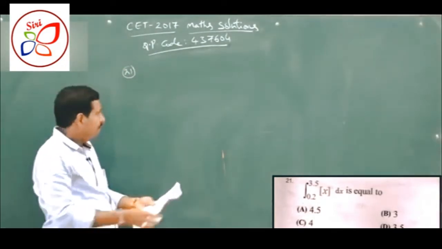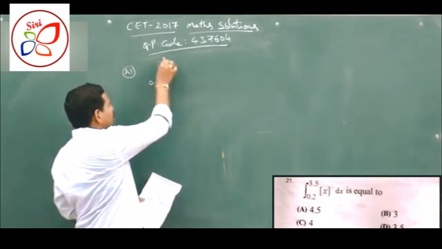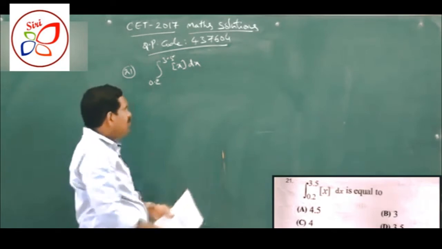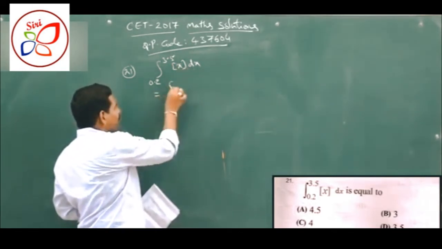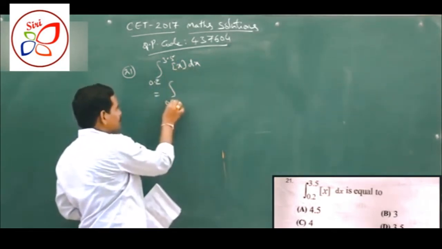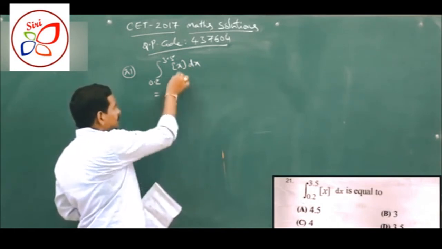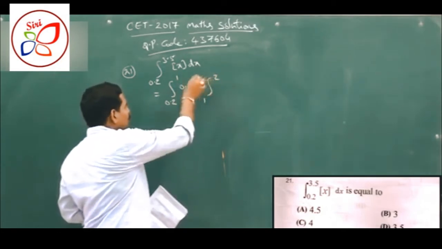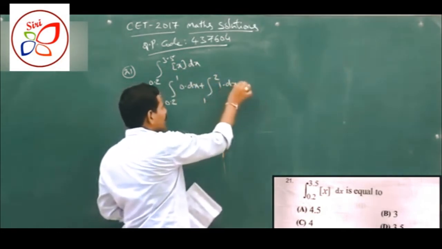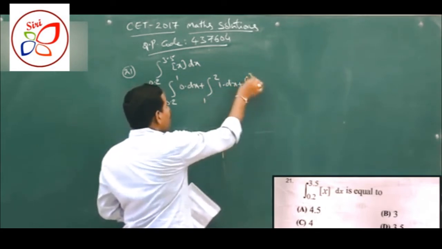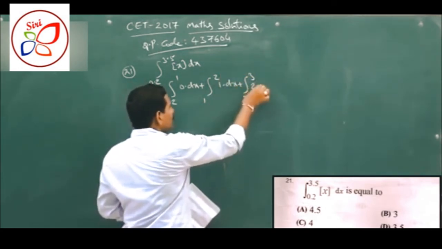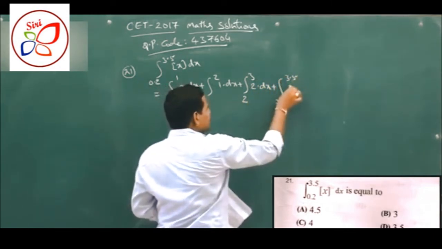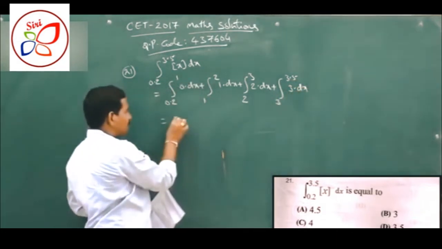This is from definite integral, integral 0.2 to 3.5 step x dx, given. Step x changes its position from integer to integer, so split up. 0 to 1, in this interval step value is 0. 1 to 2, in this interval its value is 1. 2 to 3, its value is 2. Remaining 3 to 3.5, its value is 3. So first one is 0.